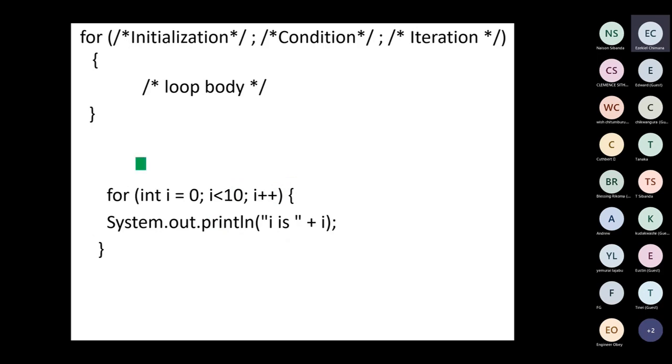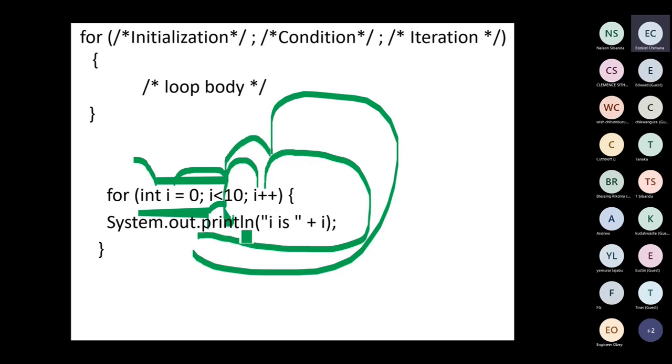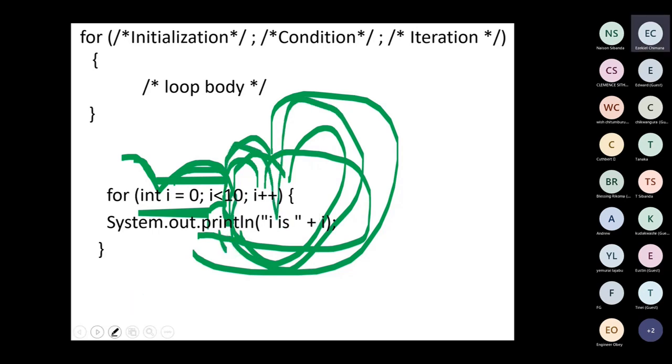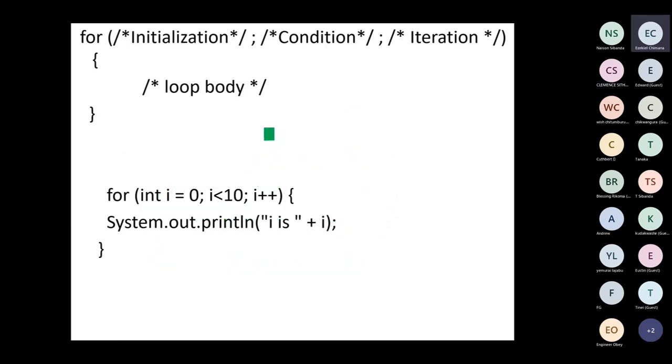So after that, our i is now equal to 1, then it will check if i is less than 10. Is 1 less than 10? Yes, then it will come inside here. So it will keep on repeating this cycle: it comes back to the condition, then inside, then the iteration, then inside. At first, it starts with the initialization, then the condition, then inside. Then it will keep on doing this. So this is how this for loop works. I don't know if there is any question there.